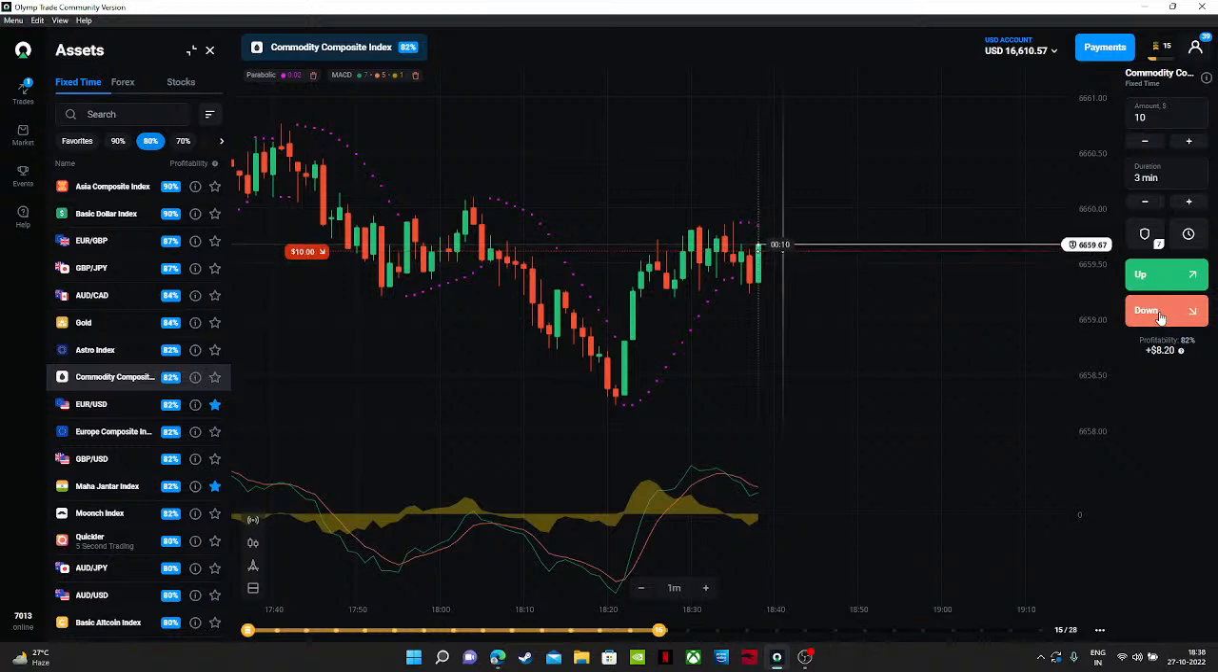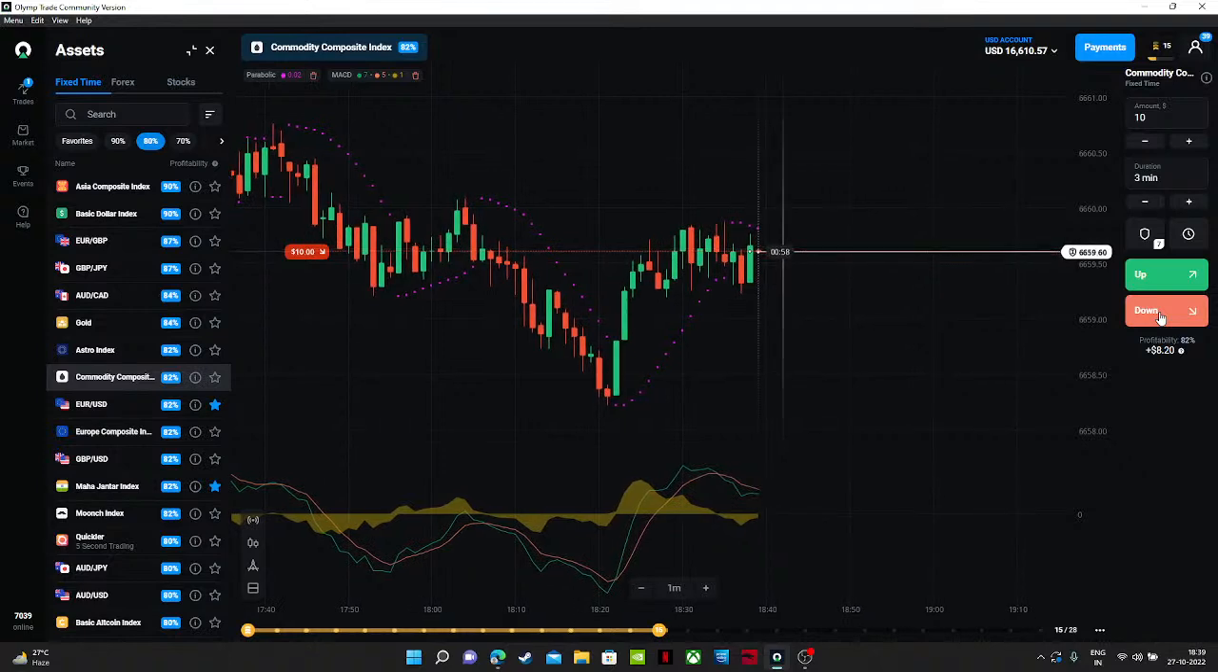So the parabolic has appeared on the top of the candle. Three dots have appeared, so that now we can enter into a downside trade. The duration for the trade is 3 minutes. The asset is commodity composite index. Based upon the indication of the parabolic SAR dot and the MACD cloud, we have entered into this trade.